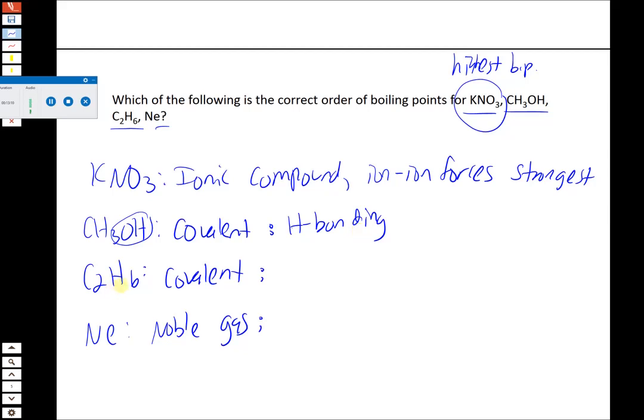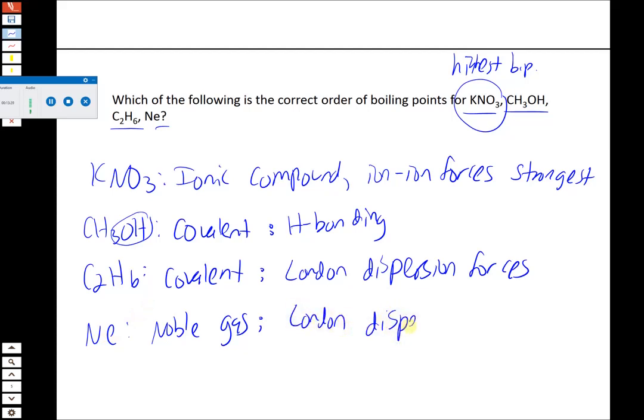For C2H6, it's a hydrocarbon. This is going to be nonpolar, so you're only going to have London dispersion forces. And then neon is a noble gas. For any noble gas by itself, you also only have London dispersion forces. So 2 of these have the same type of intermolecular force, so if we want to compare these last 2 to figure out which one is stronger, we have to look at the molar masses.